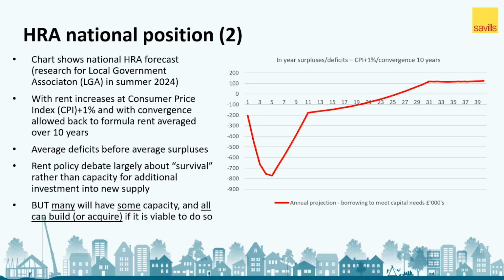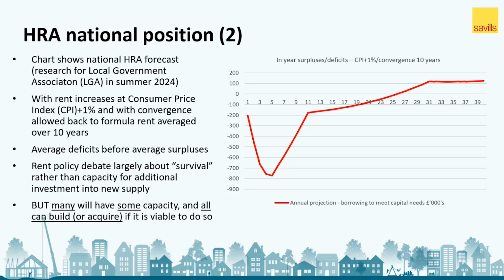You're not misreading that, folks. It is diving into deficit in the next few years, and then only in the next 5 or 6 years is then recovering to start to generate surpluses. So with rent increases at CPI plus 1% and with convergence allowed back to formula rent averaged at 10 years, we can gradually get back into an overall surplus position. But we do have average deficits before average surpluses.